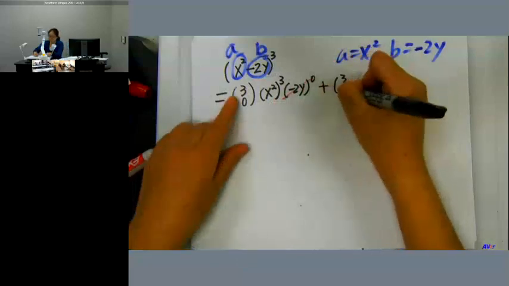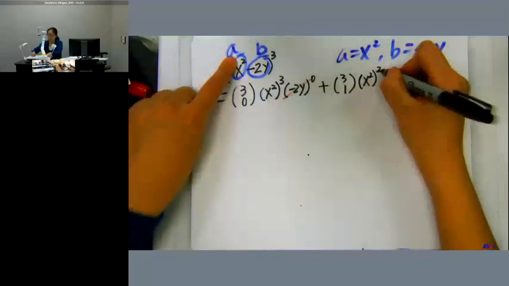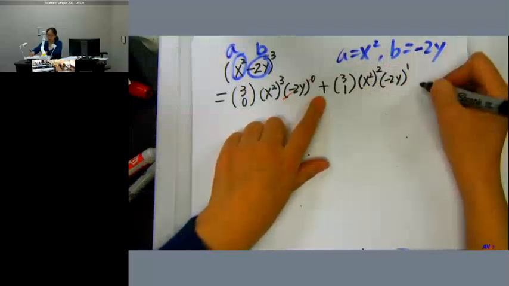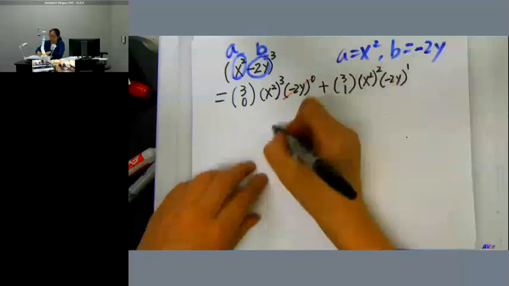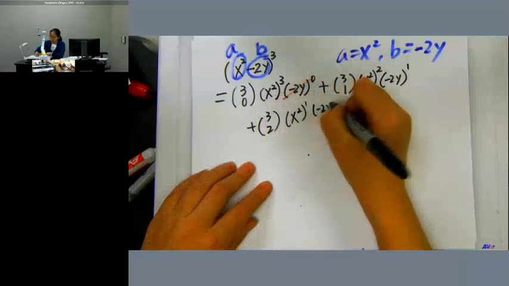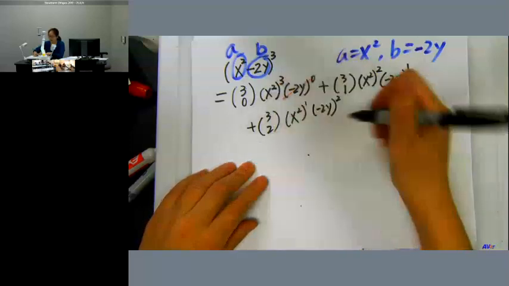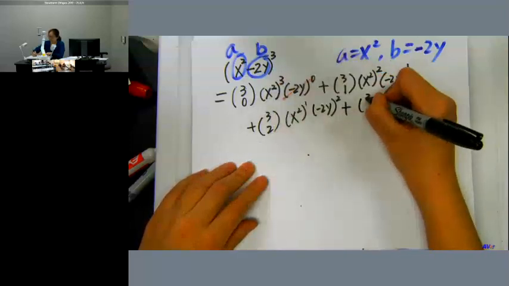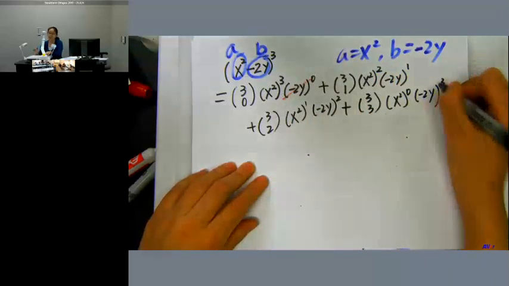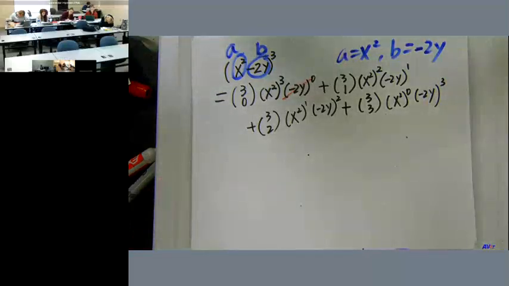Then we do 3 choose 1. And this time we're going to reduce the number of copies of A by 1. So we do squared. But the number of B's will have increased by 1 to the first. And plus 3 choose 2, x squared to the first, negative 2y to the second. You always increase one of them by 1, decrease the other one by 1. We choose 3, x squared to 0, and negative 2y to the third. Any question about this?